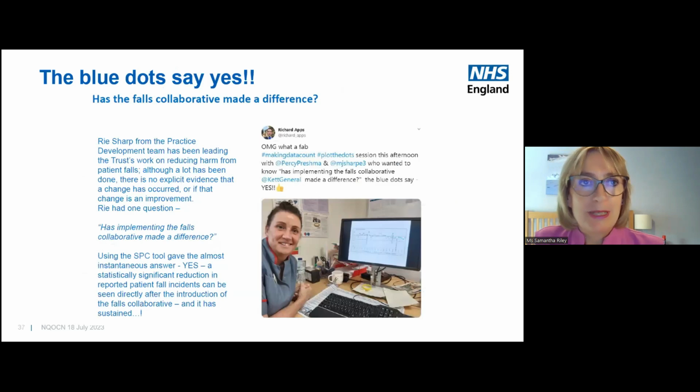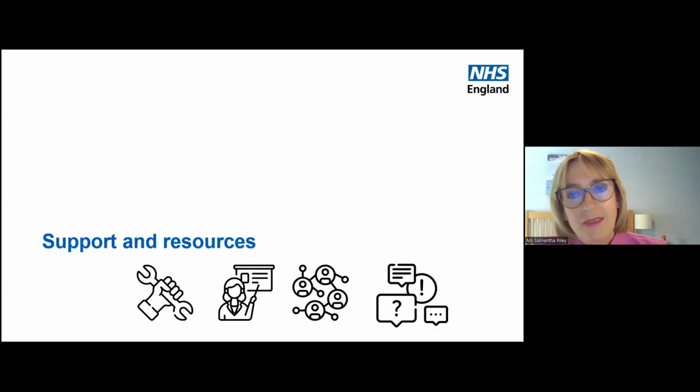And here's an example from Twitter. So this lady, Ree Sharp, she'd led a falls collaborative. So the trust wanted to reduce the number of falls. They'd done lots of work, but they didn't know if it had worked. And that was the ultimate question. So we can see a happy lady here because she has plotted her data using one of our tools, and she's got blue dots that demonstrate that there is now improvement in the data, that is true improvement. So that's a good few examples, hopefully, to demonstrate that SPC charts are actually easy to produce, they're easy to understand, and they're really important in terms of evidencing that improvement.